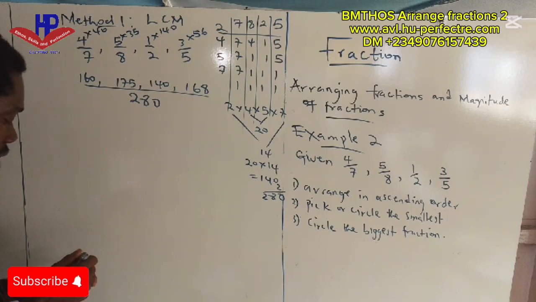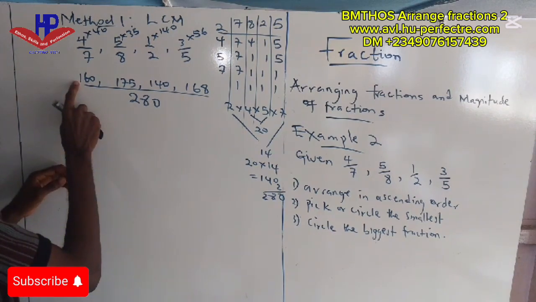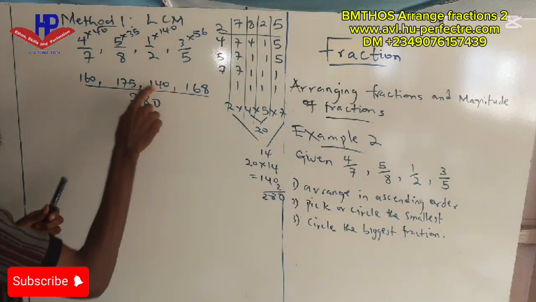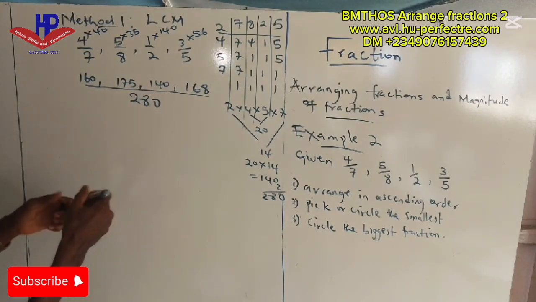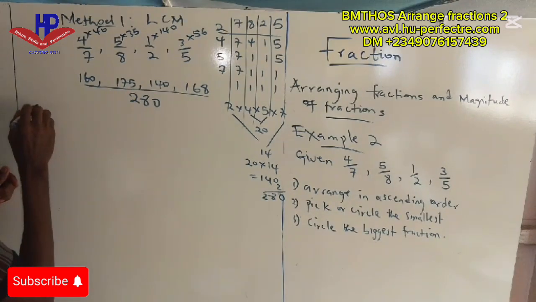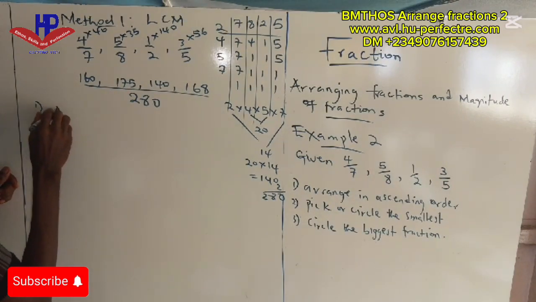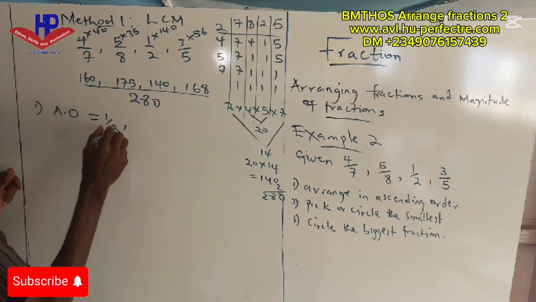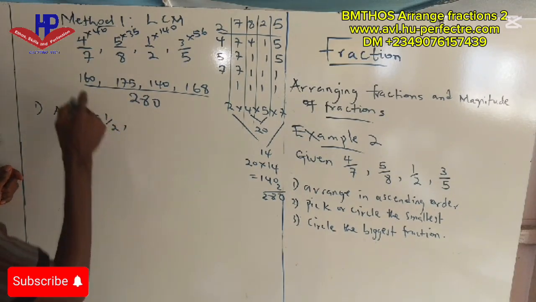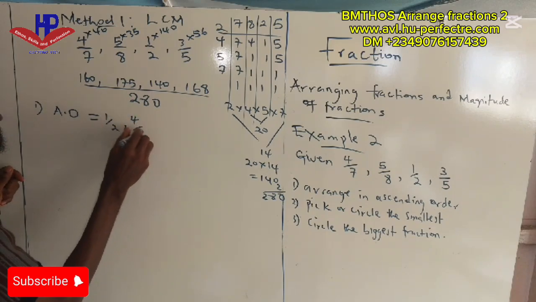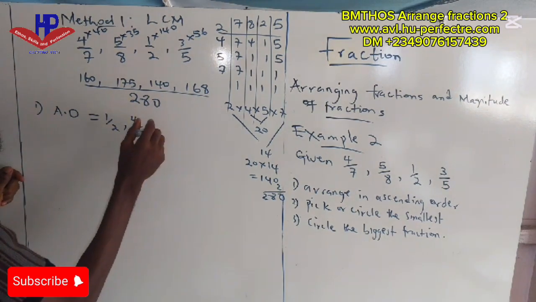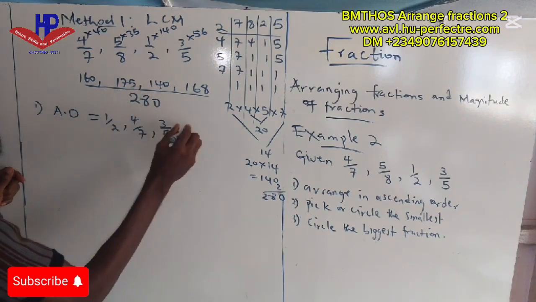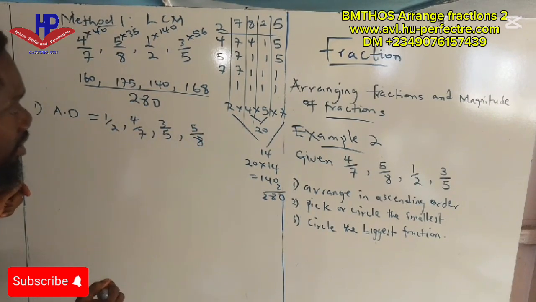Now, from the numbers that we have on the board here, 160, 175, 140, 168, this is the smallest number. So if you want to answer number 1, to arrange in ascending order, we have 1/2 to come first. After 140, we have 160, that will be 4/7. After that, we have 168, that will be 3/5. After that, we have 175, that will be 5/8. This is the ascending order.